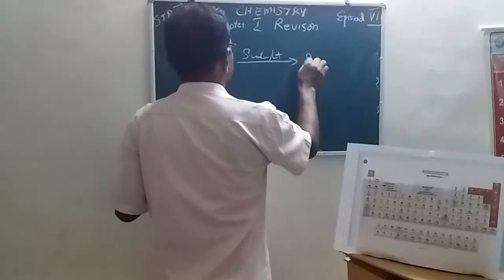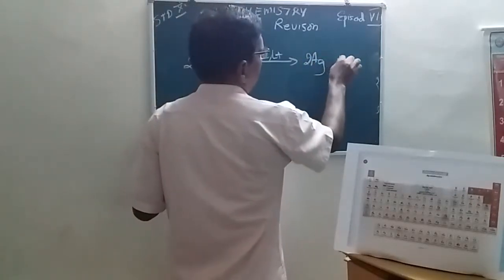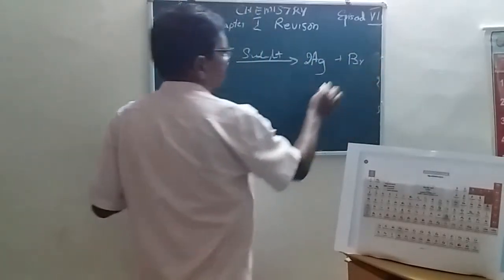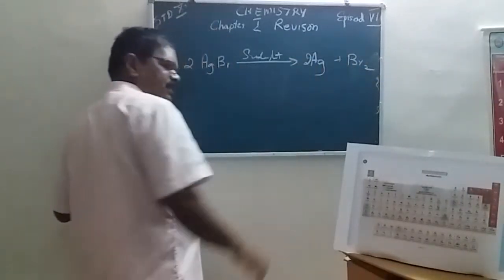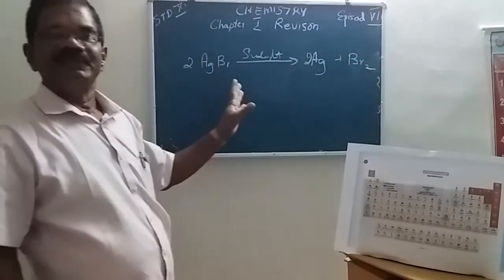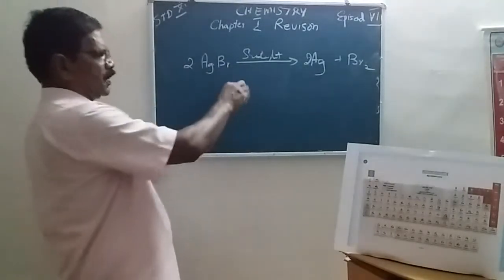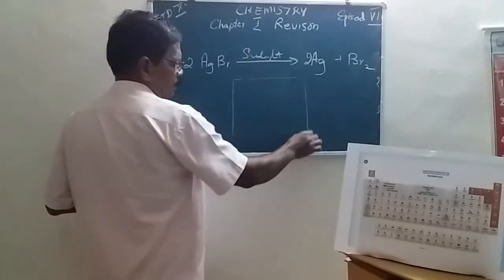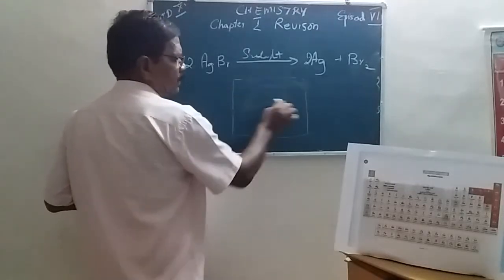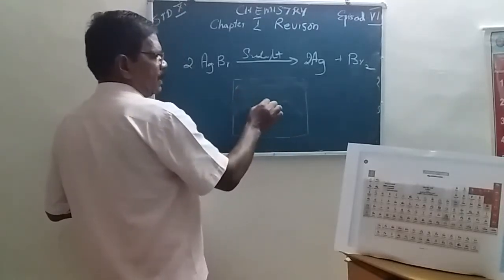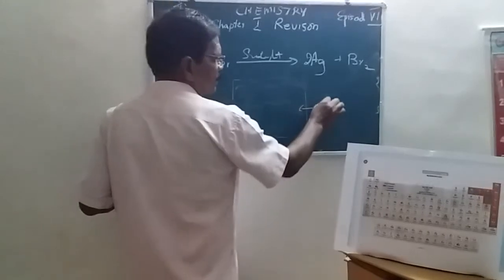and gives grey metallic silver. So this is the principle in black and white photography. In black and white photography, the film is coated with silver bromide.